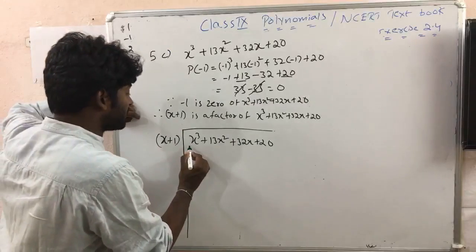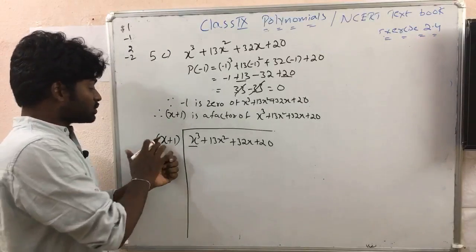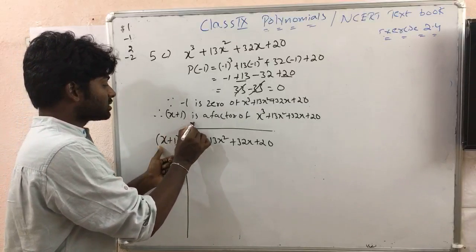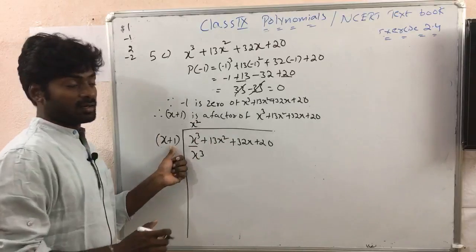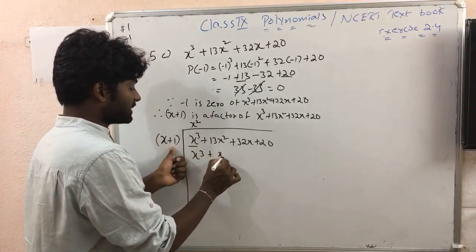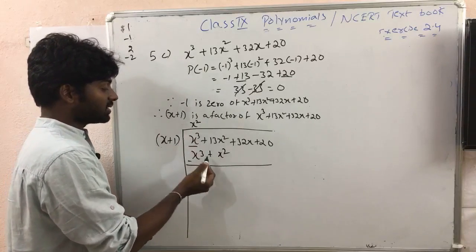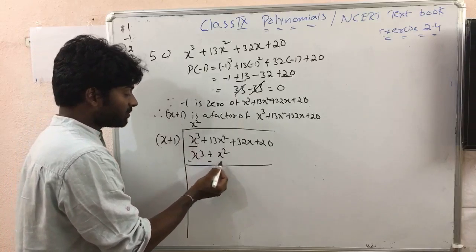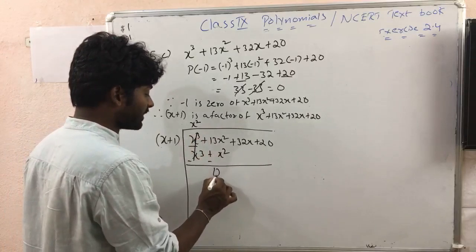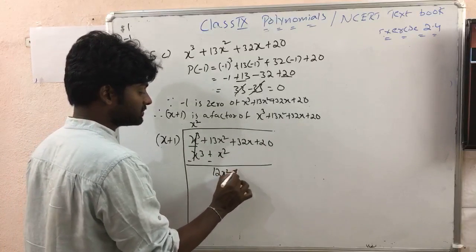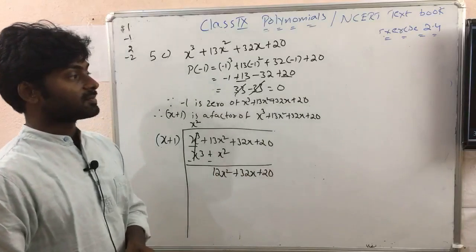Check the first term of the given polynomial. It is x cube. Here we have the x term, so multiply with x square, you will get x cube. Plus 1 into x square, you will get plus x square. You are subtracting: minus of plus is minus, again minus of plus is minus, x cube minus x cube gets cancelled. 13 minus 1, 12x square, and drag down plus 32x plus 20.